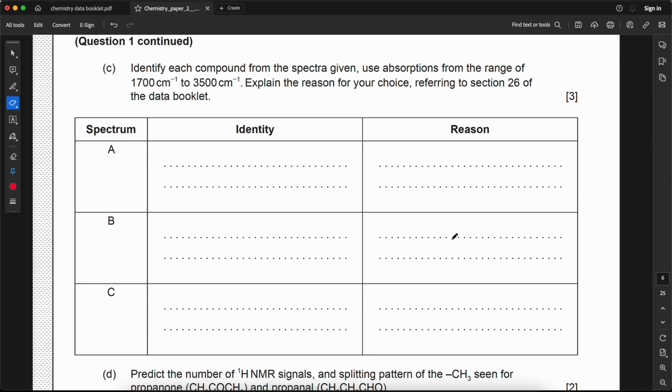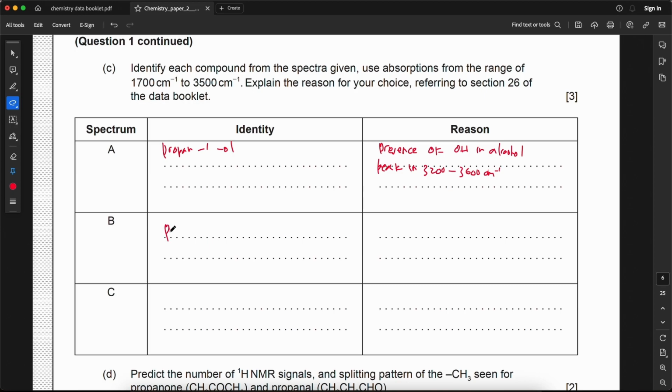Okay, now let's check the question. Identify each compound from the spectra given. Use absorptions from the range of 1700 to 3500. So the first one will be propan-1-ol. The reason is the presence of OH in alcohol, peak in 3200 to 3600 centimeter to the power -1.